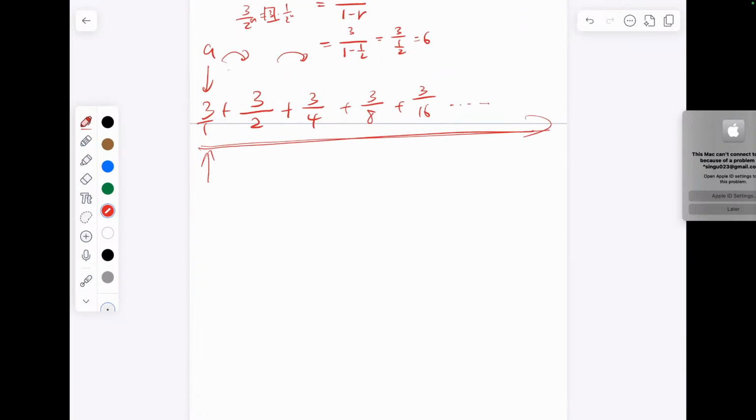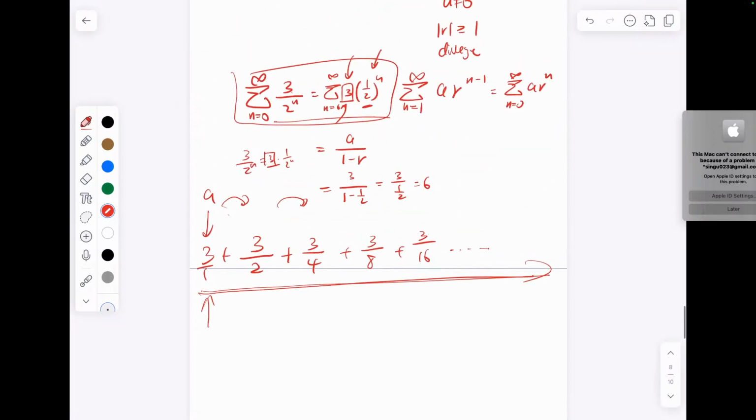Was our first example 1 to the 1/2 n, like earlier? Yeah, but the n starts at 0. Yeah, it starts at 0. And that's basically saying the sum is converging to 6. Yes, if you sum up every single term, it comes up to 6.